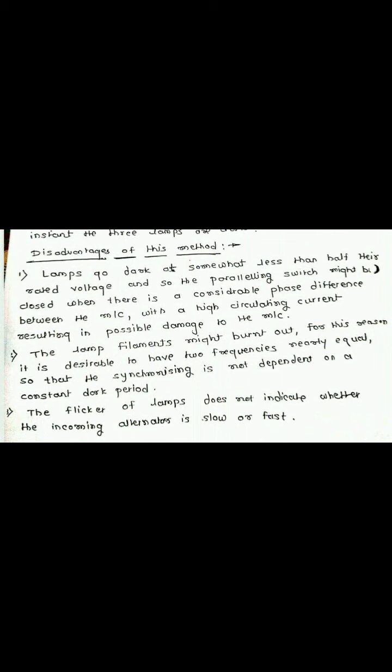So this is the first disadvantage. The second, the lamp flickers, that is, lamp filaments might burn out for this reason. So it is desirable to have two frequencies nearly equal so that the synchronizing is not dependent on the constant dark period. And the third disadvantage of this method is that the flicker of lamps doesn't indicate whether the incoming alternator is slow or fast. So these are the different disadvantages of this method.